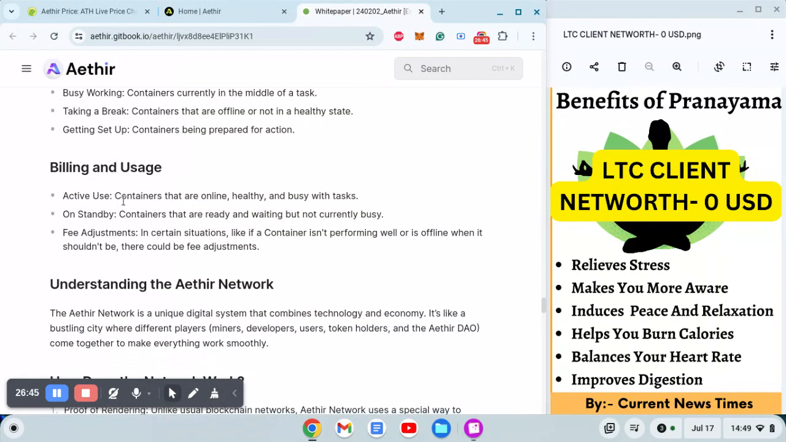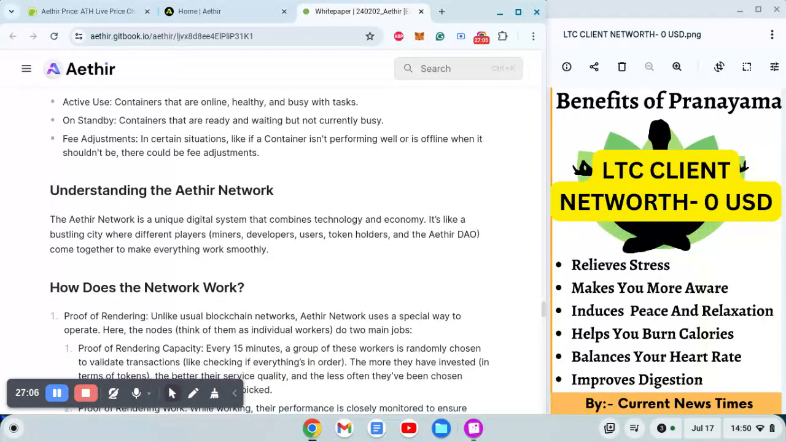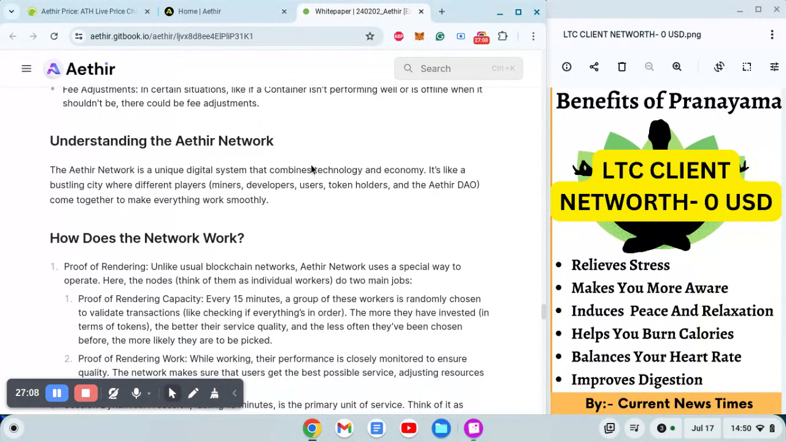Building and usage. Active use: containers that are online, healthy, and busy with tasks. On standby: containers that are ready and waiting but not currently busy. Fee adjustments in certain situations, like if a container isn't performing well or is offline when it shouldn't be, that could lead to fee adjustments. So pretty interesting design and pretty understandable as well.